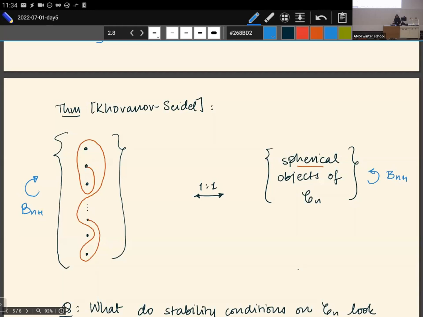So on one hand, this is a very special story. It's a particular category that I'm looking at, but on the other hand, the structure is very nice and very rich. So I hope you enjoy it.